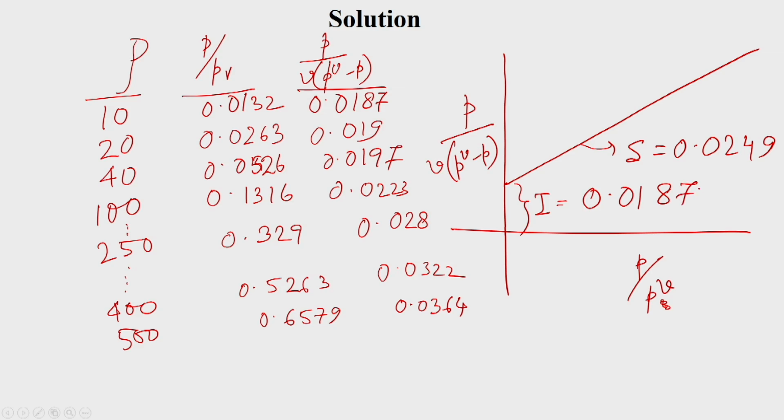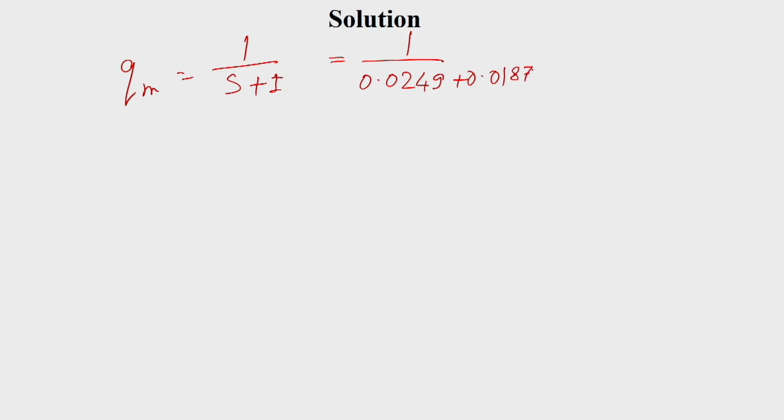Now, as we just solved, Qm is equal to 1 by (slope plus intercept). That is, 1 by (0.0249 plus 0.0187). It is coming out as 22.94 centimeter cube per gram of this adsorbent.